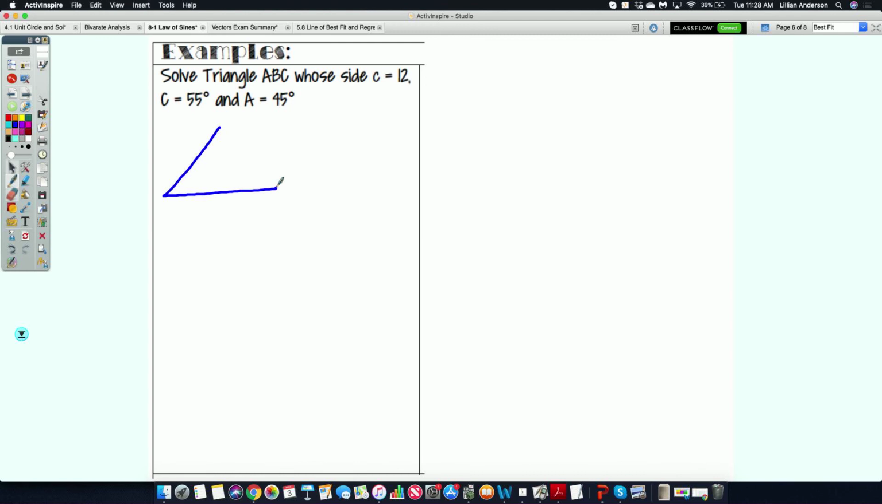We already know 3 out of the 6 pieces. So let's go ahead and create our triangle. Let's label it ABC. It really doesn't matter which way we label it. But angle C is 55 degrees, angle A is 45 degrees, and side c, which is across from angle C, is 12. Now, how many degrees are in a triangle? 180.